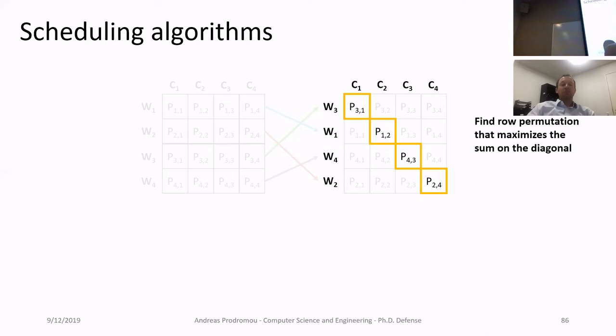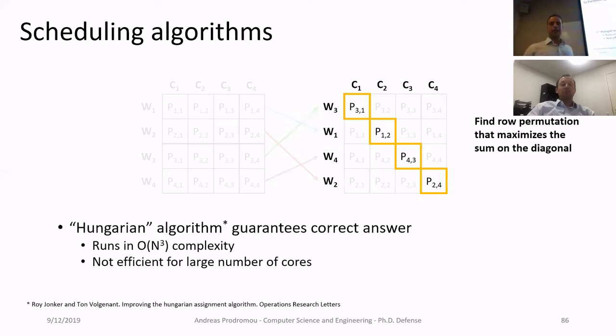Now, there is one algorithm besides brute force that can guarantee a correct answer. It's called the Hungarian algorithm. Its algorithmic complexity is cubic, which makes it not efficient for very large numbers of cores. There are, however, faster heuristics that do not guarantee finding the best schedule.